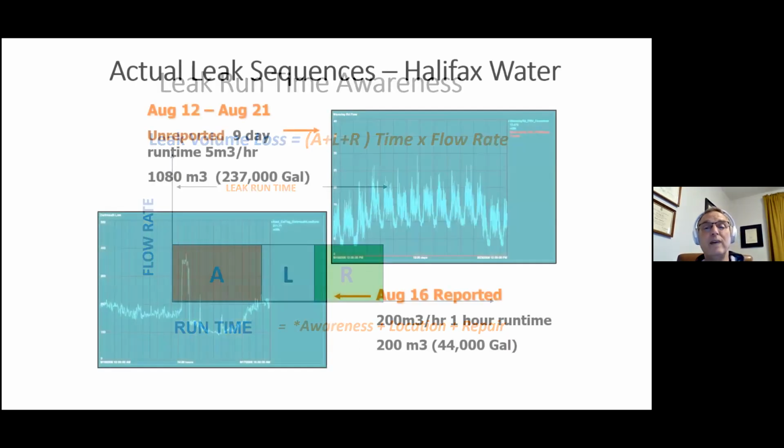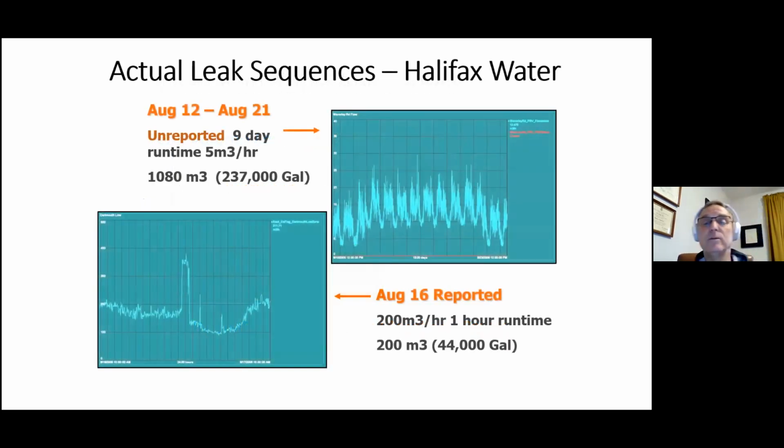So to further emphasize that, I want to show you two real leaks that were experienced by Halifax Water. And this is quite some time ago. I think these slides were from my own presentation back in 2006. But here's what happened in two actual leakage incidents. Looking at the bottom left, this happened on August the 16th, and this one was reported. This leak only ran for 1 hour, and that was quick for us to get out and shut down right away because it was a massive leak.